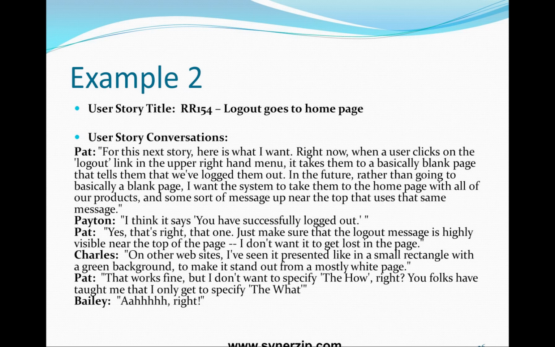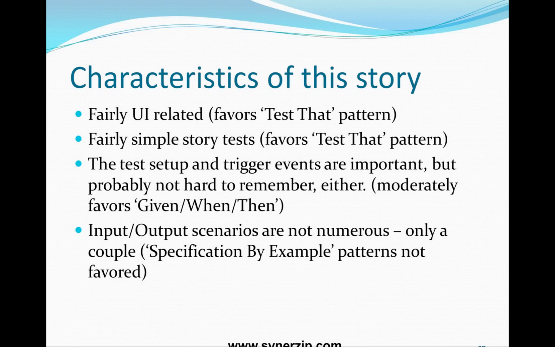So here's an example using the test that pattern. Test that when the user clicks the logout link, the system navigates to the home page. Test that after navigating to the home page, the system displays a message like, you have successfully logged out. And then there's another one, test that the logout message is highly visible and near the top of the page. And talk about how Pat, the product owner, might want to improve the aesthetics too. Again, this is part of the tight collaboration that we're encouraging with the user story practice. So with these three test that sentences, I'm able to describe this behavior. So that's one way of doing it.